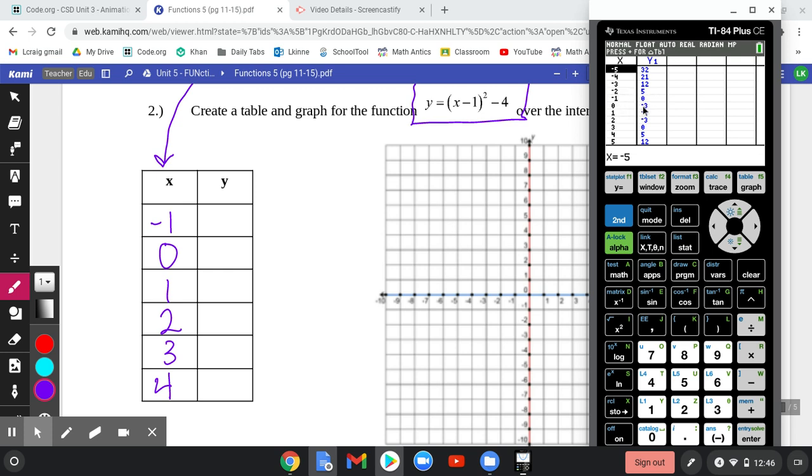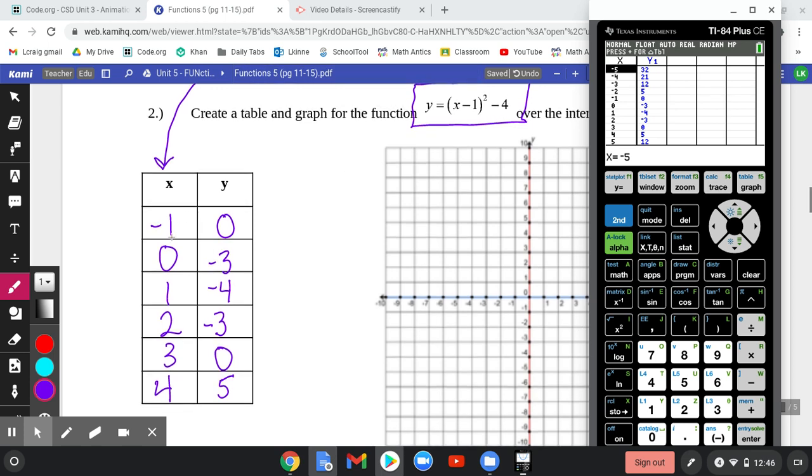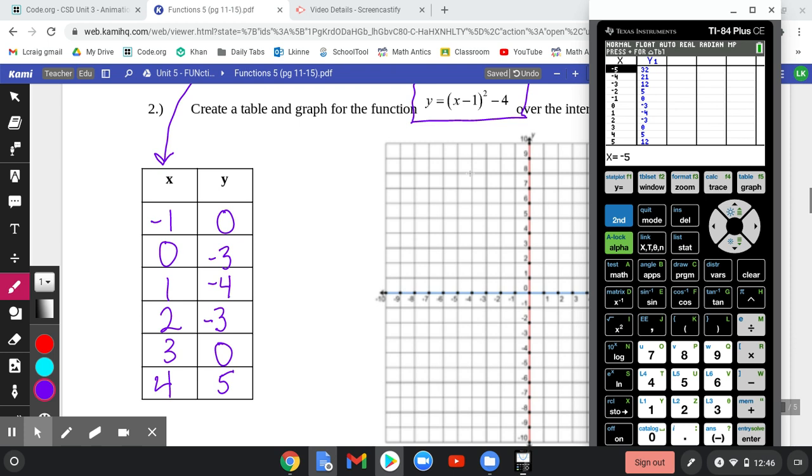-1 is 0, -3, -4. We're going to copy these y values. Two is -3 again. 3 is 0, and 4 is 5. And remember, it's still a function. Yes, these have the same y values, but remember, two different people can have the same birthday. What you can't have is two x's going to the same y. Or excuse me, the other way around. An x going to two different y's.